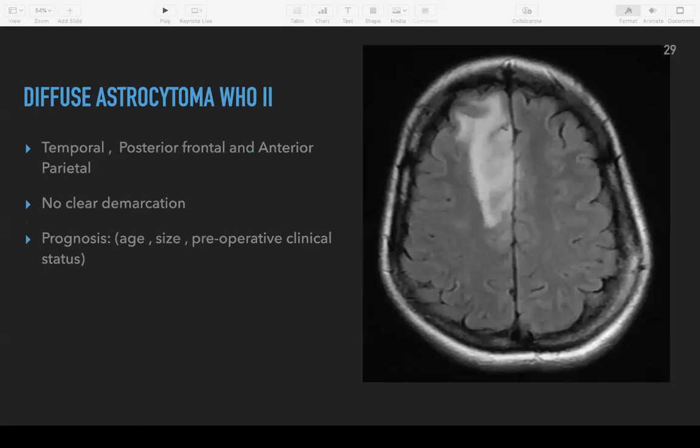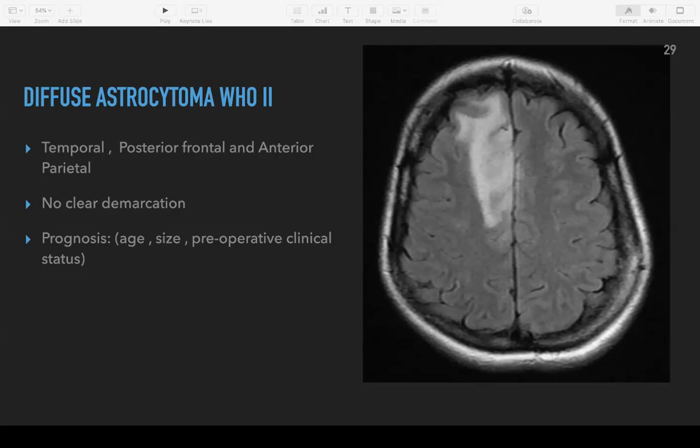The next type of brain tumor we'll talk about is diffuse astrocytoma. As I mentioned, it is WHO grade 2. However, in the natural history of this disease, the majority of them will have malignant transformation to GBM, or glioblastoma. So even though it is WHO grade 2, it is not a benign lesion. We can't say that it is a benign lesion. This tumor is commonly located in the temporal lobe or posterior frontal and anterior parietal lobe.